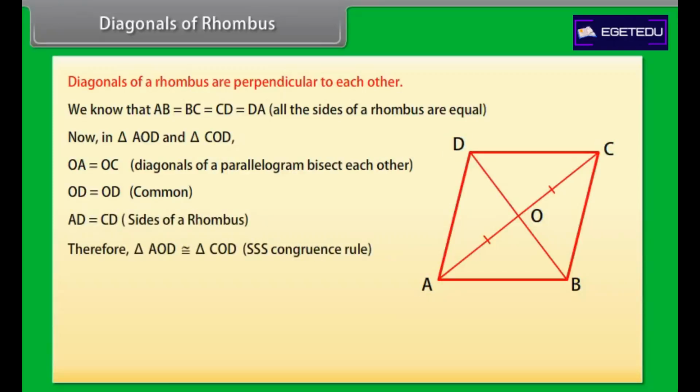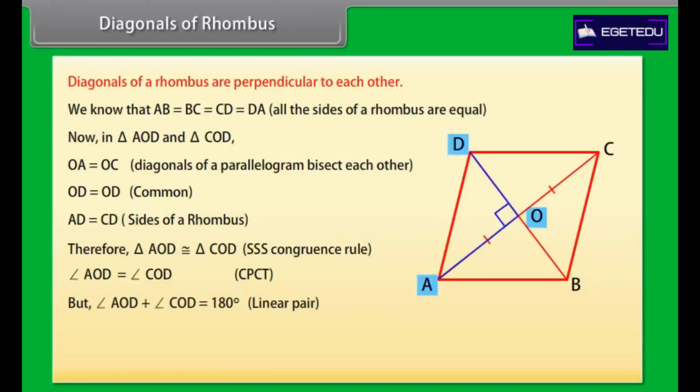Therefore, by using SSS congruence rule, triangle AOD is congruent to triangle COD. This gives angle AOD is equal to angle COD, by CPCT. But angle AOD plus angle COD is 180 degrees because these are linear pair angles. So, 2 angle AOD is equal to 180 degrees, or angle AOD is equal to 90 degrees. So, the diagonals of a rhombus are perpendicular to each other.